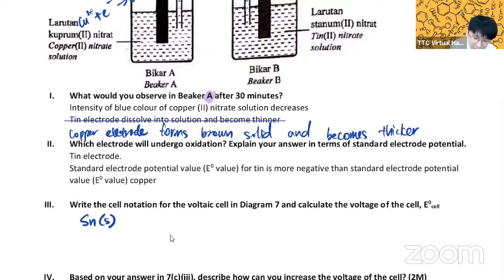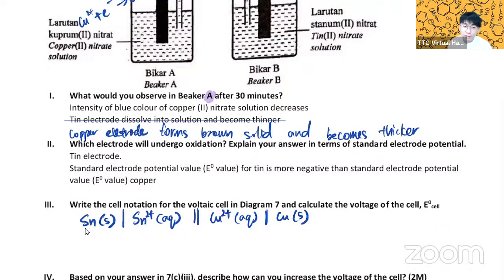So start with the electrode that donates electrons, and then the solution that it is immersed in is the tin solution, Sn2+, which is an aqueous solution. Then a double line to represent the salt bridge. The solution that your copper is immersed in is copper 2 nitrate, the ions, which is Cu2+ aqueous. Last, a single line, then copper itself. So cell notation always starts and ends with your electrodes. The middle always has the ions of your solution. Then in the middle, always have a double line to represent the salt bridge.